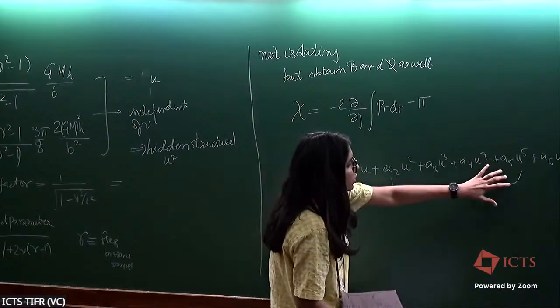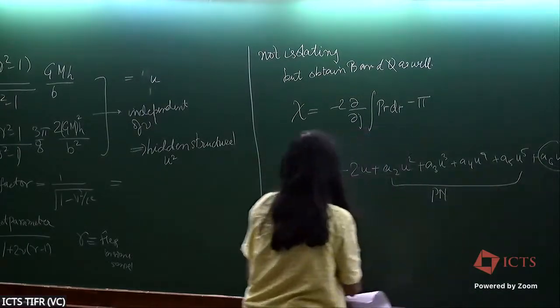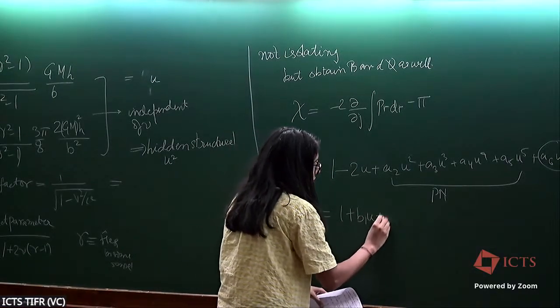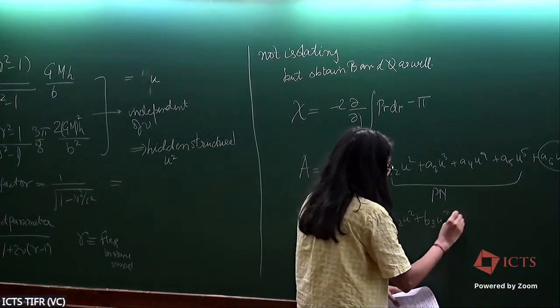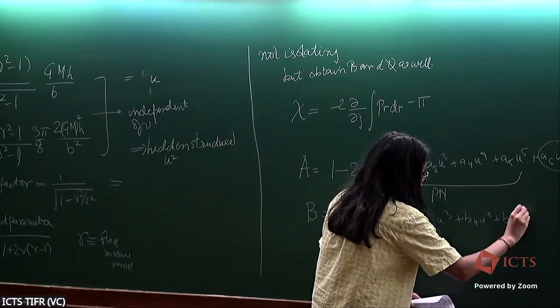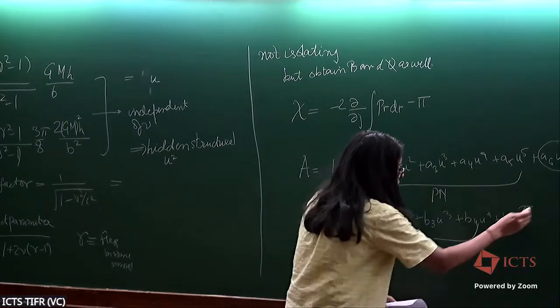All these results are known from the PN sense, and we want to see something here. Similarly, for B, we have the ansatz, which is, all of this is known from PN. We want to see something here.